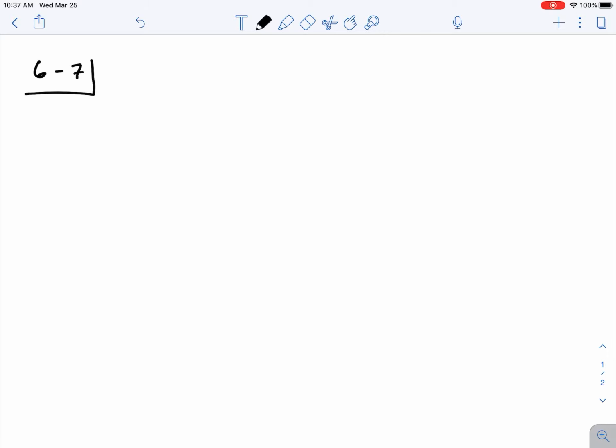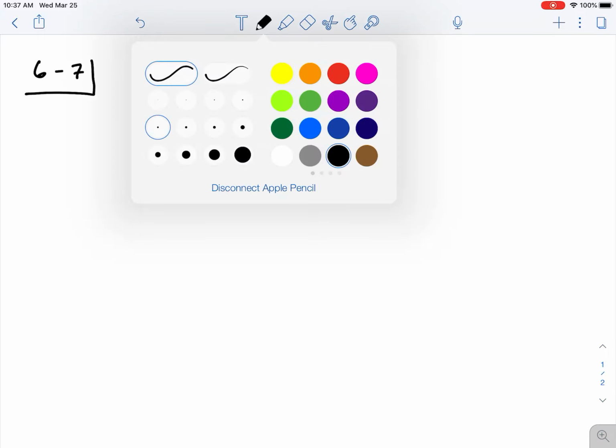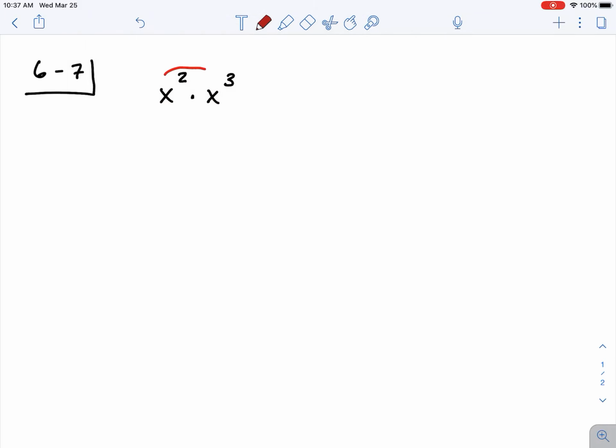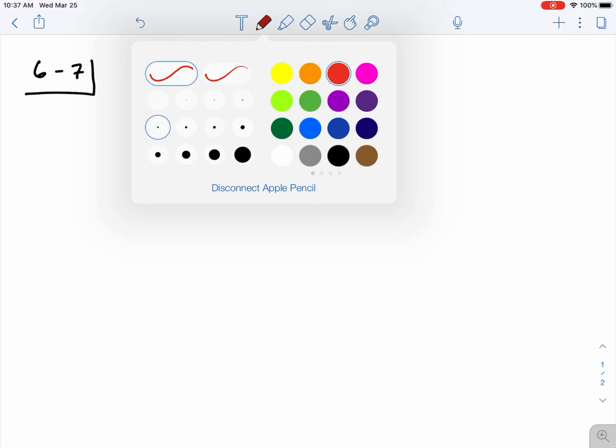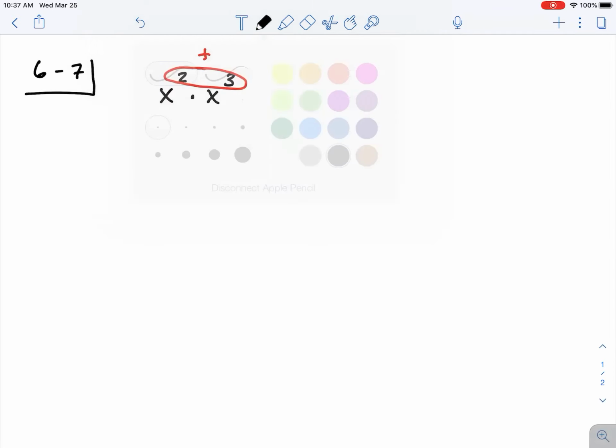The first one that we have is if you have a power times another power, okay? Both x's are on ground level and you've got exponents up in the air. Then what we do is we're going to take these exponents and we're going to add them. Remember, what we're doing is just counting how many x's we have. We have 2 x's and 3 x's, and that's going to give us 5 total. So that's one of our rules.